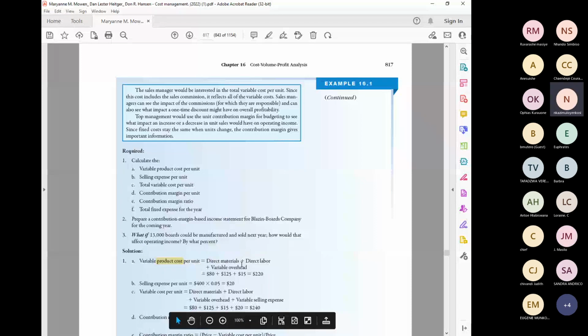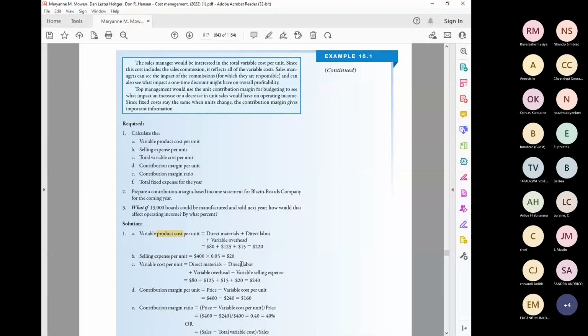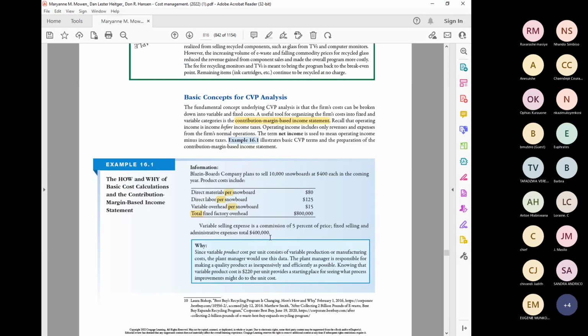Okay, solution for question 1B. The selling expense per unit is equal to $400 times 0.05, which is equal to $20. Where did we get the 0.05? Variable selling expense is a commission of 5% of price.